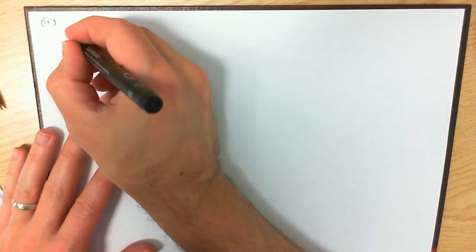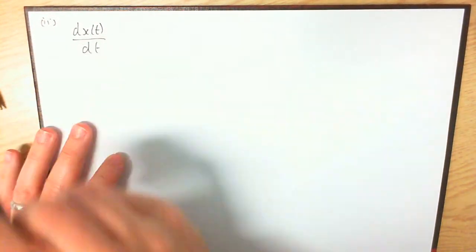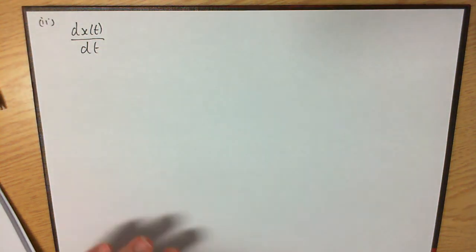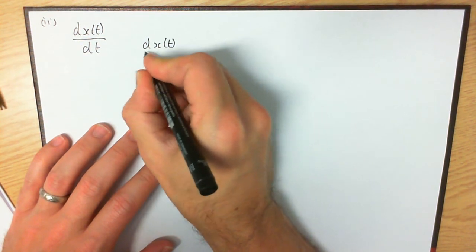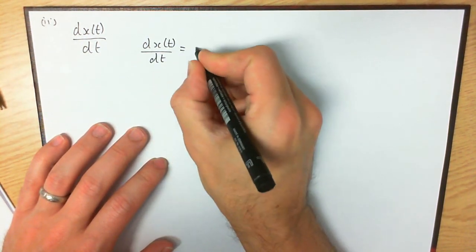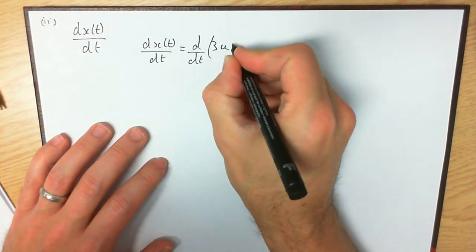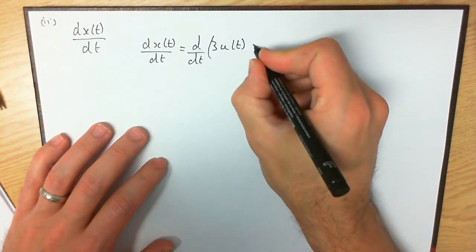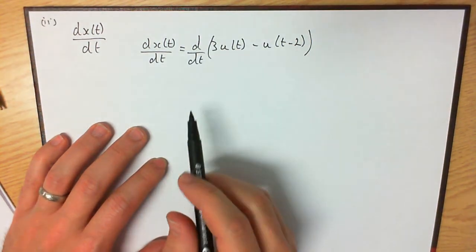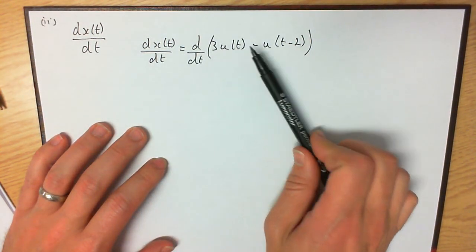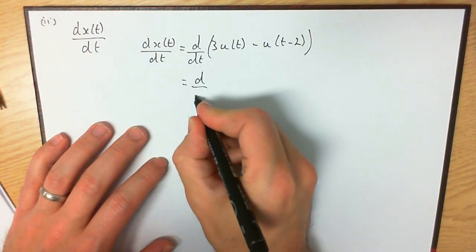Part 2 asks us to work out the derivative, dx by dt. So we can write that as the derivative of dx by dt is equal to the derivative of 3u of t minus u of t minus 2. Now, this is a linear operation, so we can split these two operations up and have two differentials.